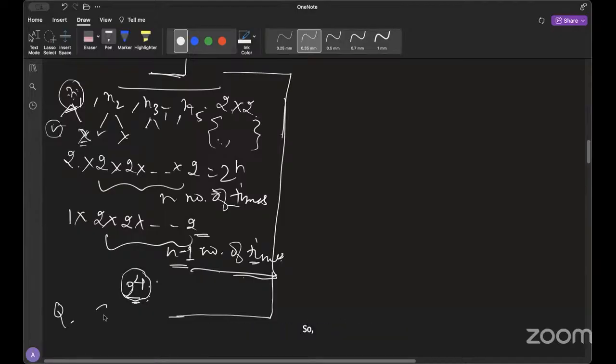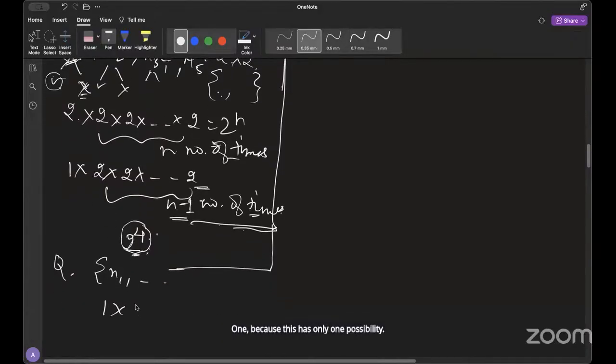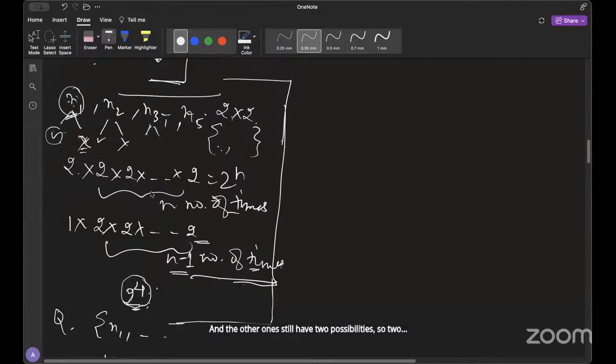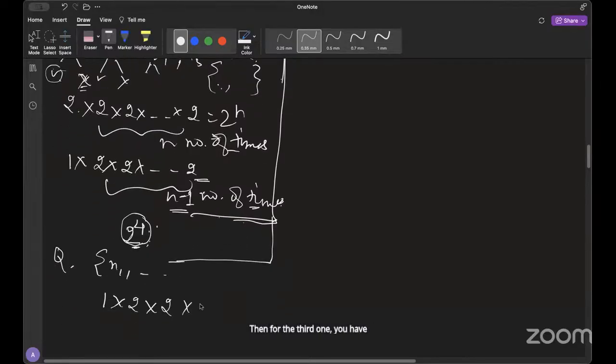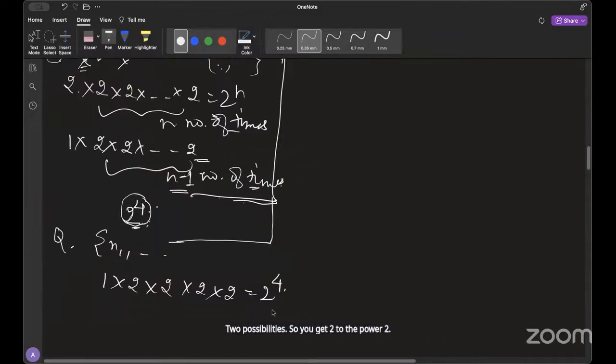So n1 you have to keep, and for the other ones you have two possibilities each. So what you do is 1, because this has only one possibility, and the other ones still have 2 possibilities, so 2. Then for the third one you have 2, fourth one 2, and fifth one 2 possibilities. So you get 2 to the power 4. This is the number of subsets that you will get, where n1 is there in that set.